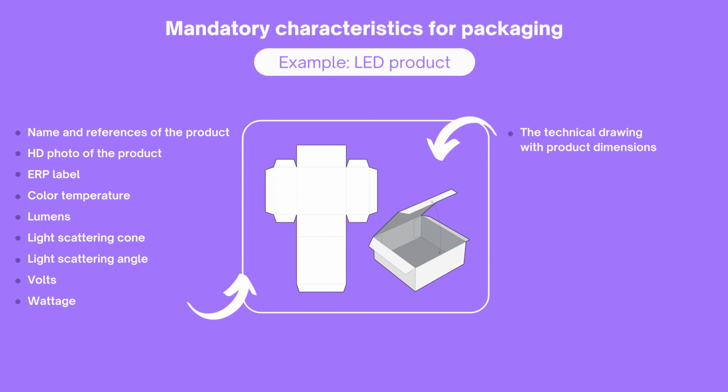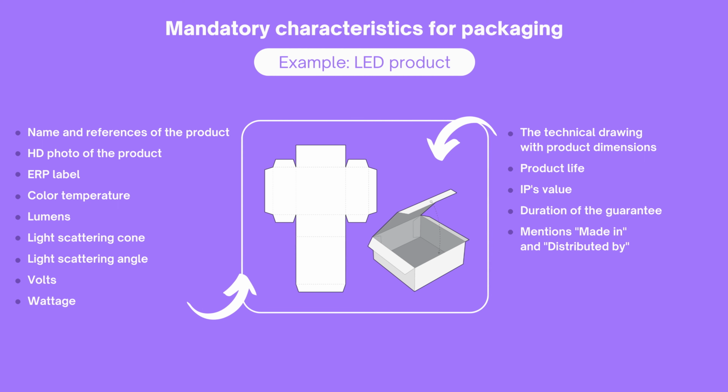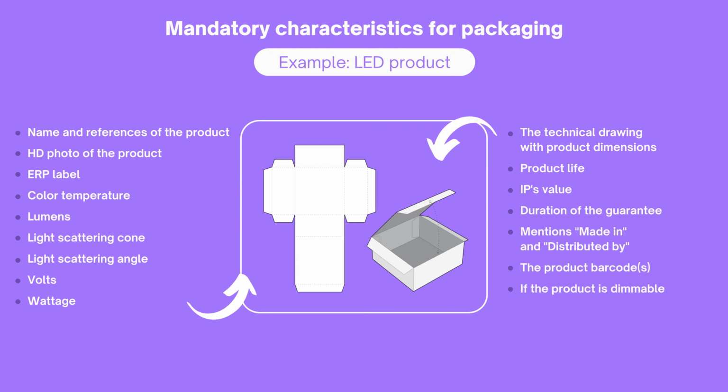Technical drawing with product dimensions. Product lifetime. The IP rating, which indicates whether or not the product can come into contact with water. Warranty period. The words made in and distributed by. Product barcode. For cost reasons, we can produce a single packaging for several product references and place checkboxes opposite the product references. Only the product included in the box will be ticked, or if the product's brightness can be adjusted.